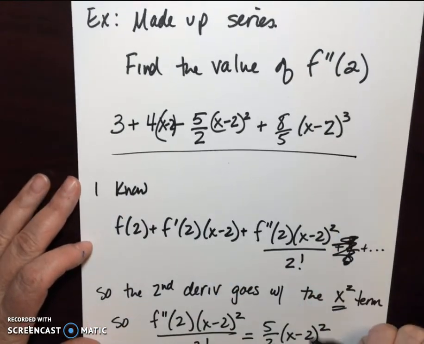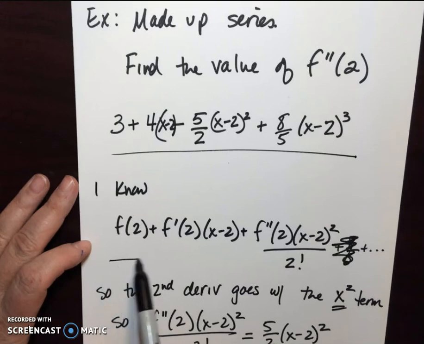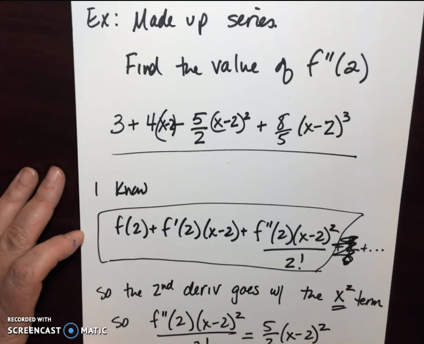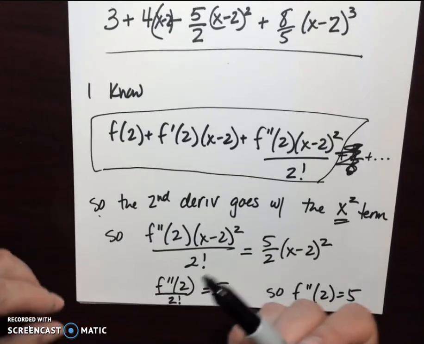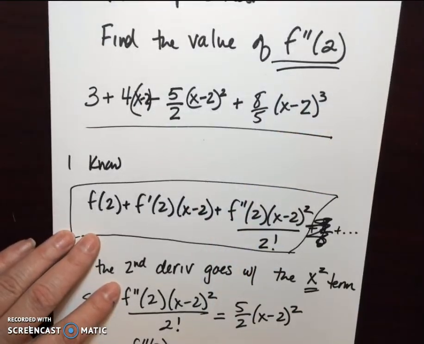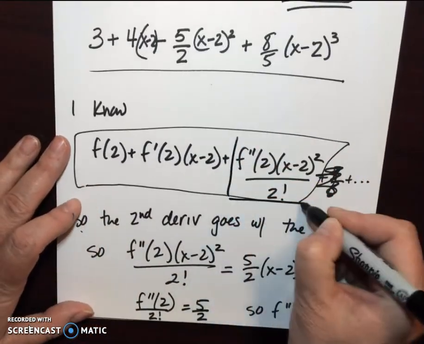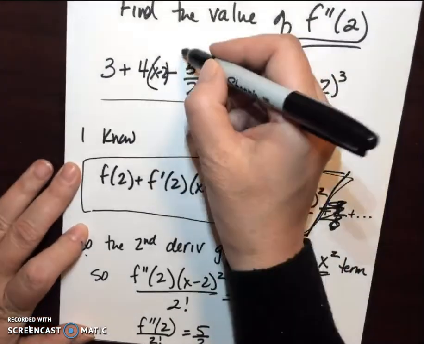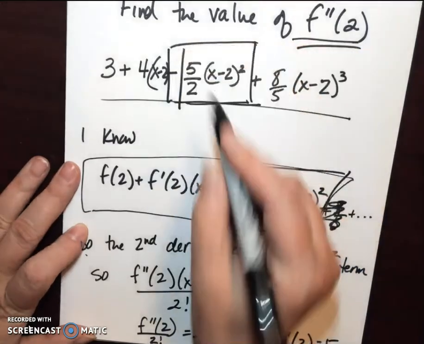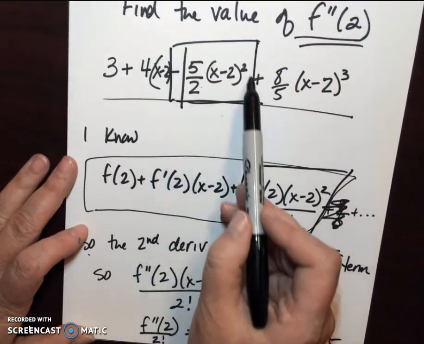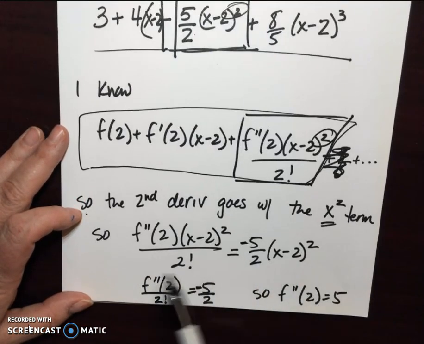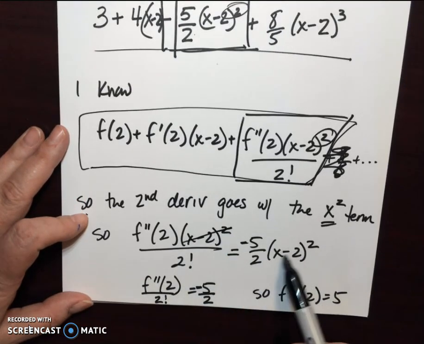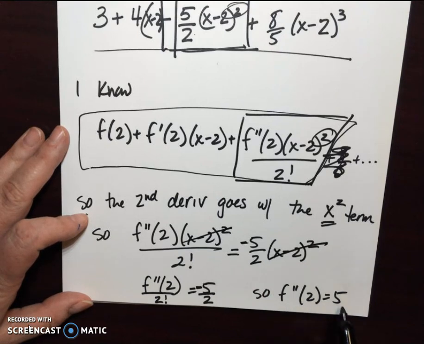I made up this series. I know that here is your regular Taylor series. They like to ask the question saying, find the second derivative. They tell me up here, find the second derivative at 2. Well, I know that this has to line up with this. Actually, it should be negative. Has to line up with this because these both have the squared terms. So I set them equal to each other. And when I do that, I solve for my f double prime of 2. I can ignore this on both sides, and I get f double prime of 2 is 5.